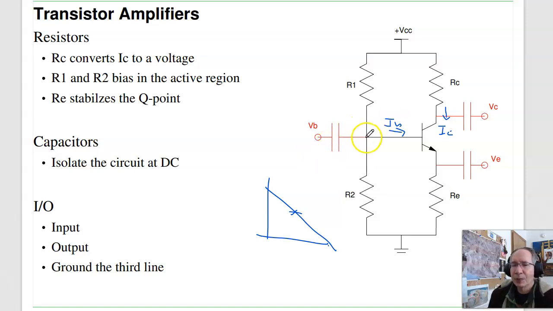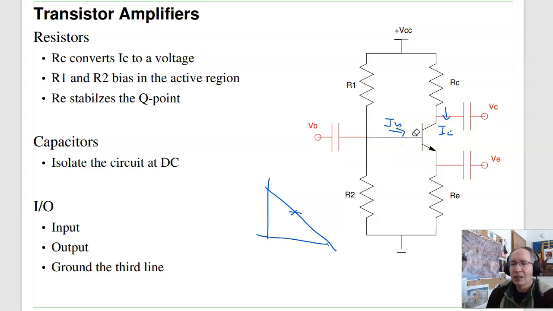For example, if I took this point right here and connect it to a sine wave, I just changed the DC operating point. I changed the circuit's operation. So I don't want to do that. So instead what I do is I couple the circuit with capacitors. One at the base, one at the collector, one at the emitter. So at DC, this circuit's completely isolated. That sets the Q point.